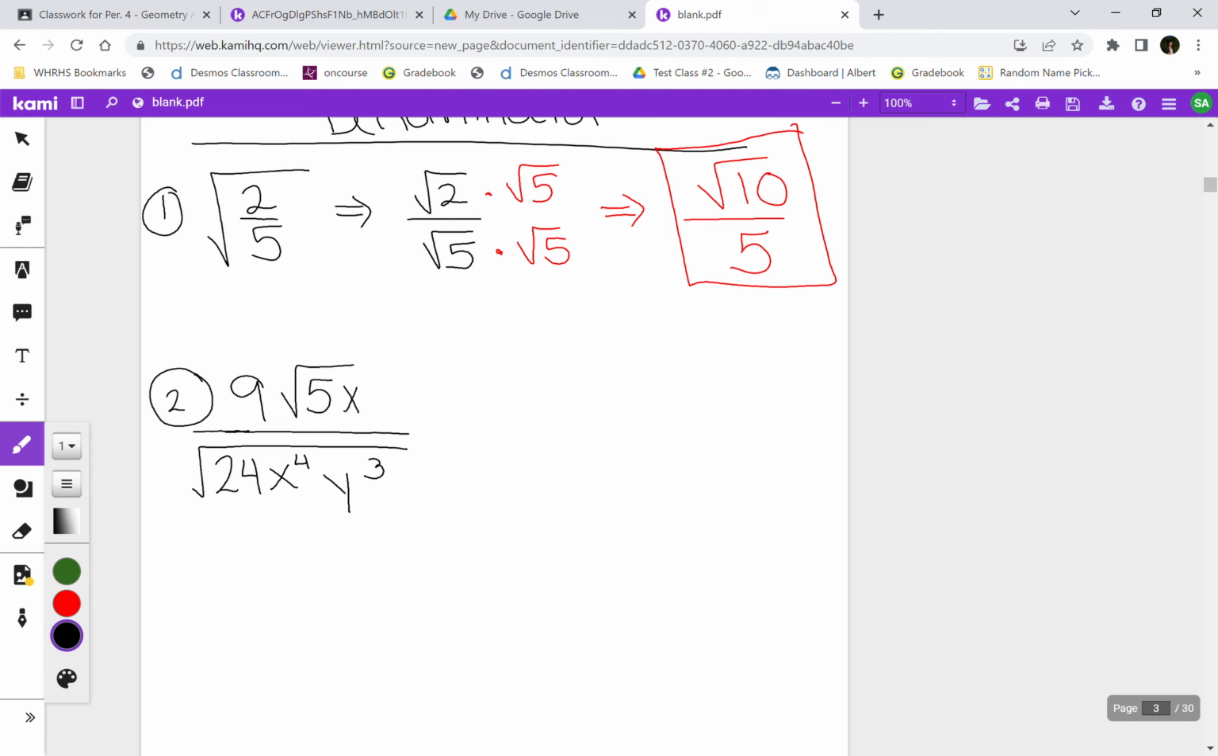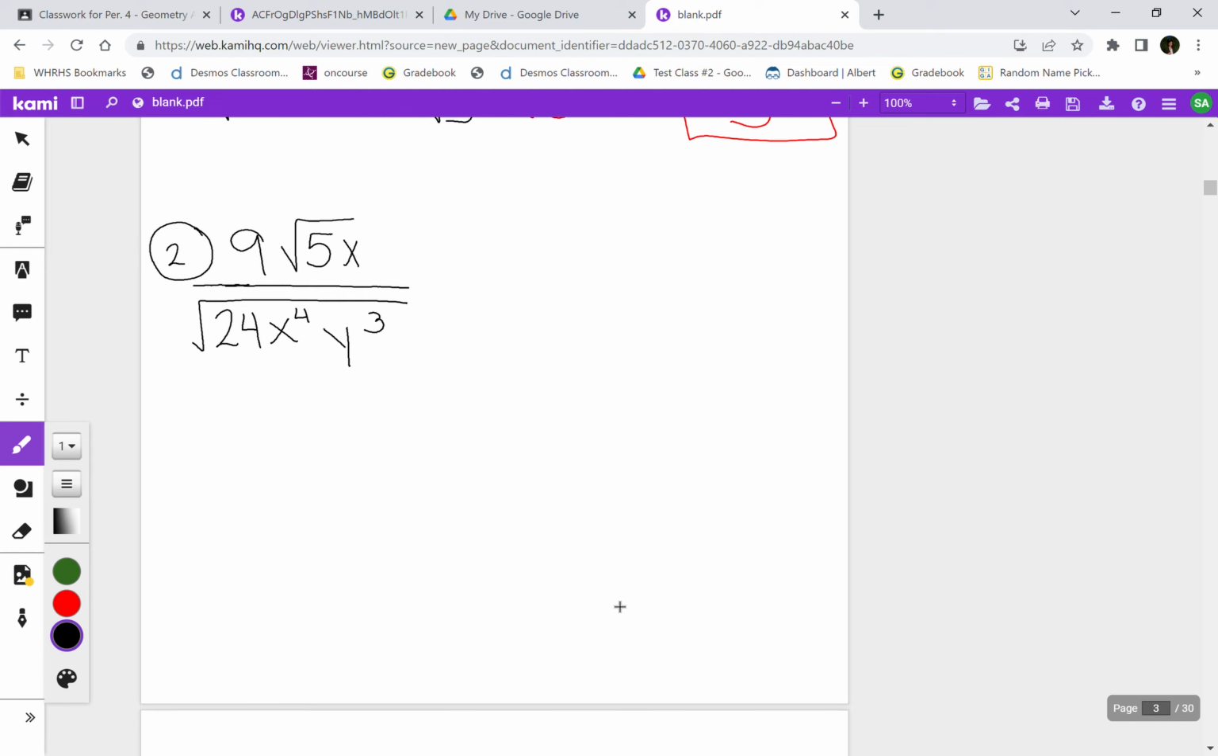Simplify, then rationalize? Okay. So I'm leaving the numerator the same, 9 times the root of 5x. In the denominator, we have 24. Isn't 24 4 and 6? And then 4 is 2 and 2. So we're going to have 2 root 6. Square root of x to the 4th is x to the 2nd. Square root of y to the 3rd, isn't that y root y?